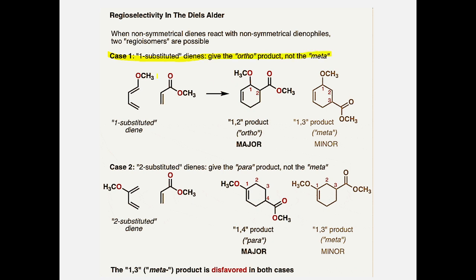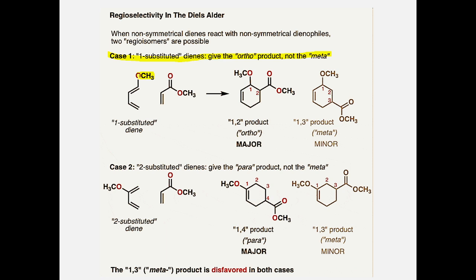Now here I should say that if this were not the methoxy group and instead it were a methyl, then I could not have said one substituted, because by virtue of IUPAC nomenclature it would have been a 4 substituted diene.